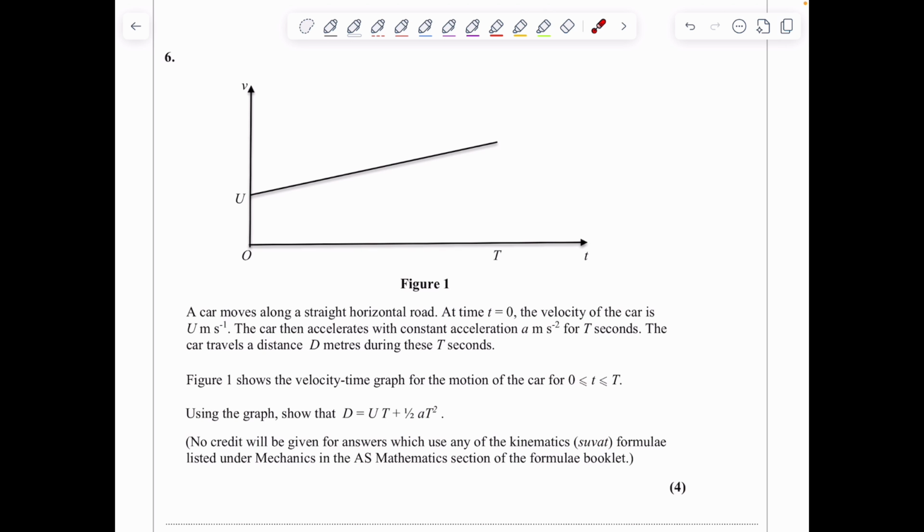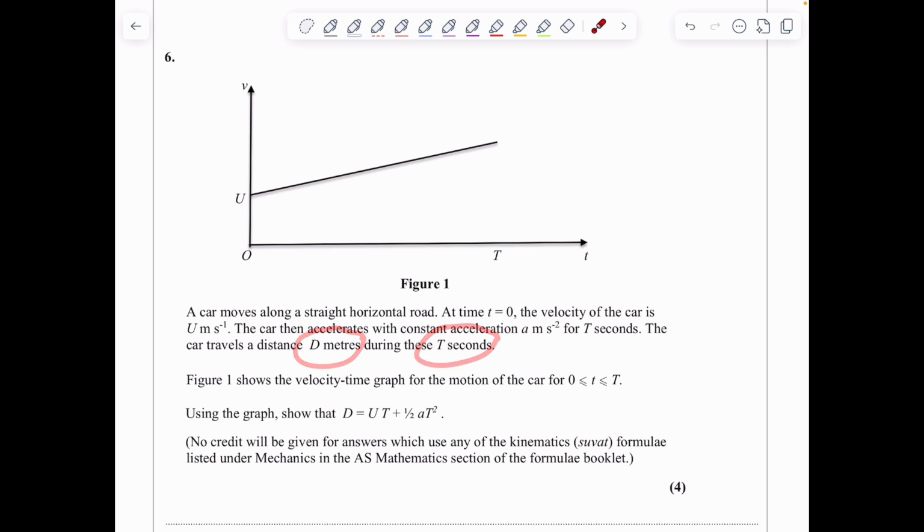In question 6, we've got a car moving along a straight horizontal road. At time t is 0, the velocity of the car is capital U meters per second. We are told that the car then accelerates with a constant acceleration of a meters per square second for capital T seconds. The car travels a distance of capital D meters during these capital T seconds.